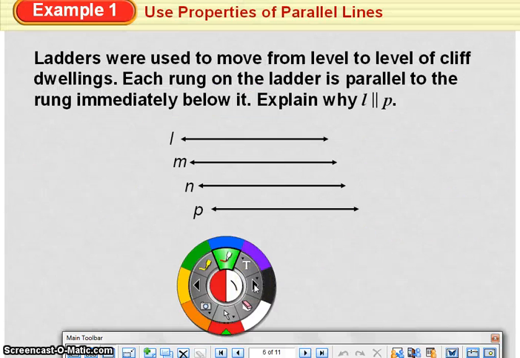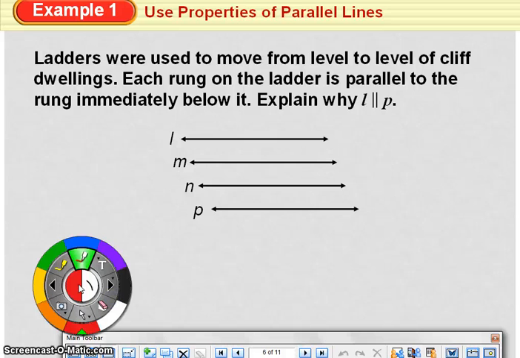So here's an example. Use properties of parallel lines. Ladders were used to move from level to level of cliff dwellings. Each rung on the ladder is parallel to the rung immediately below it. Explain why L would be parallel to P. So we want to know why this L right here is going to be parallel to this P right here.